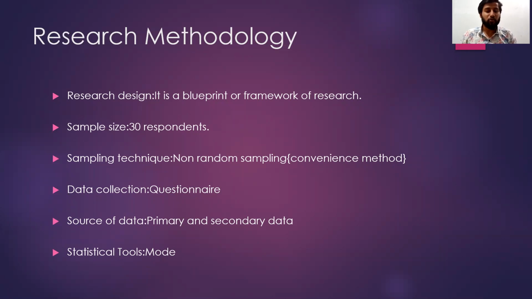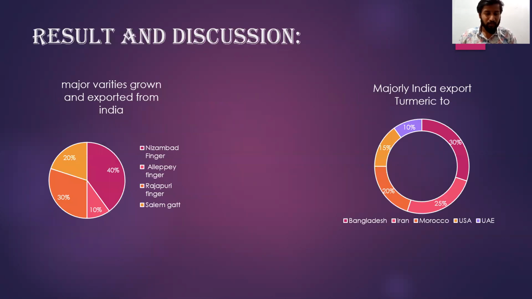Primary data mainly comes from the farmers, and the secondary data comes from Google Scholar. I have used the statistical tool mode. Mode means the most repeated value. So these are some of the questions which I made and collected responses to through various primary and secondary sources.